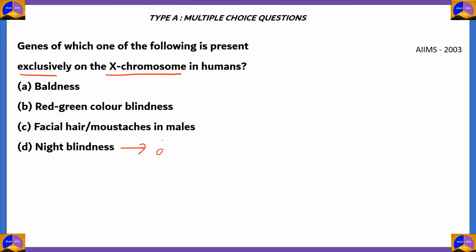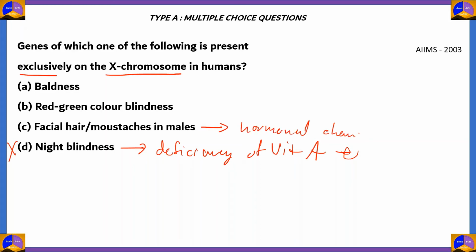Night blindness is caused by the deficiency of vitamin A. This is not a genetic disease, so option D is incorrect. Option C, facial hair or mustaches in males are a result of hormonal changes due to puberty. So therefore, option C is also incorrect. It's not even a disease.